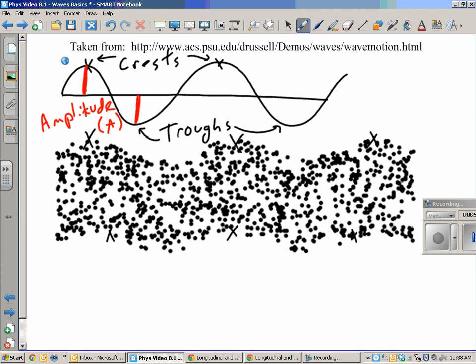Please keep in mind that if you watch one of these particles, like this represents a particle, that particle is going to go down and up, down and up. The amplitude is just half of the distance that it goes. Okay. So that is the deal with transverse waves.